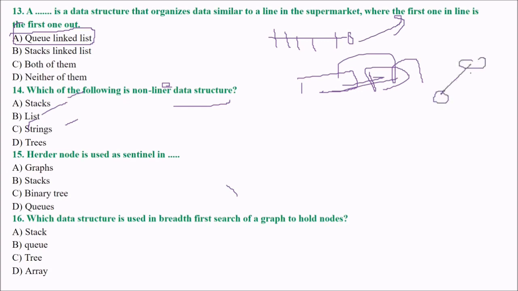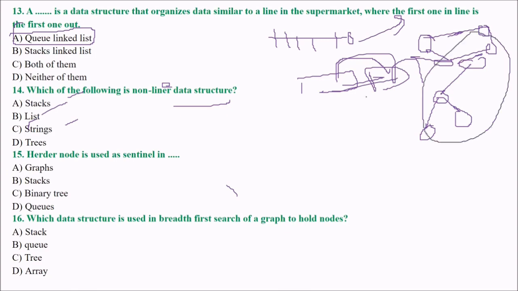Tree structure is like this. If from one node you can go to only another node, this is linear traversal or linear data structure. But in tree, from one node you can go to two different nodes. It is possible. In graph also, from one point you can go to two points. So if this type of structure is there, we call it as non-linear. So the answer would be here trees. D will be correct.